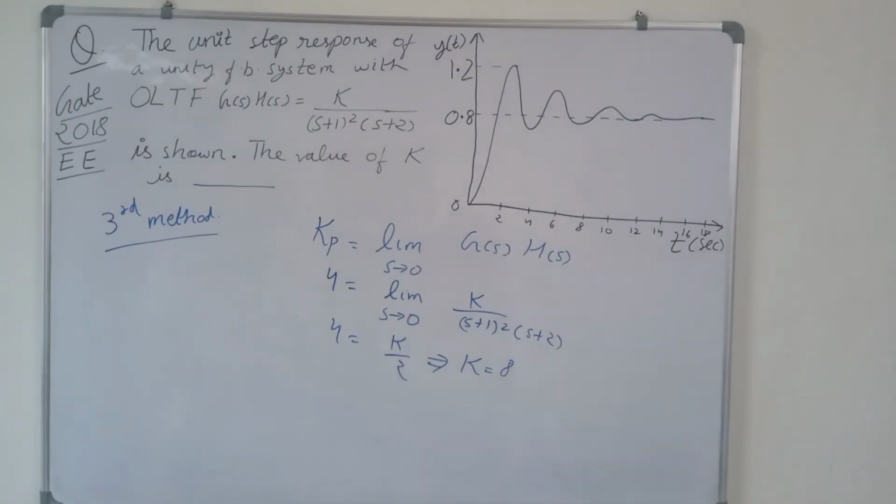So this is the third method. In the first method we used the final value theorem. In the second method we used the DC gain, and in the third method we used the steady state error and the position error coefficient Kp. So these are the three methods using which we can solve this question. It is a very easy question, but we should know all the three methods.